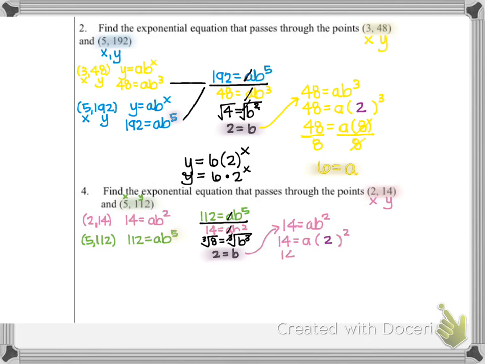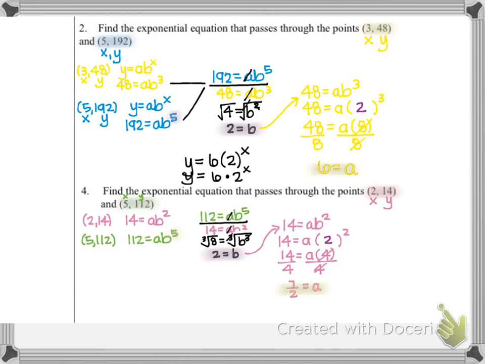So I'm going to get 14 is equal to a times, well, 2 squared is 4. I'm going to divide both sides by 4. Those cancel. Notice I'm going to get a fraction here, which is totally fine, totally acceptable. There's nothing wrong with that. I'm going to go ahead and simplify this as 7 over 2. Now I have the final piece of information that I need to be able to write the equation.